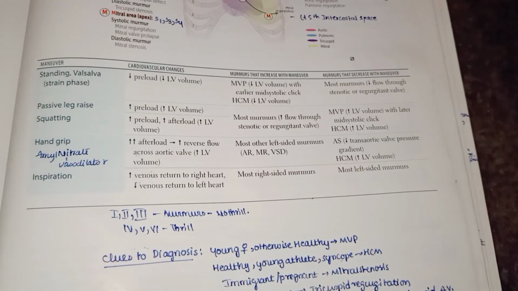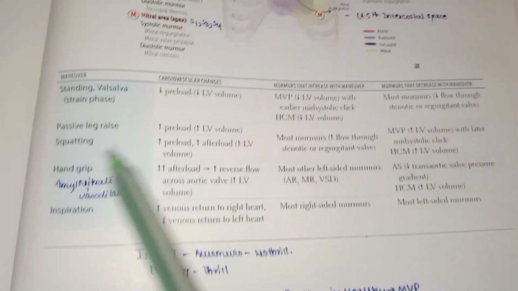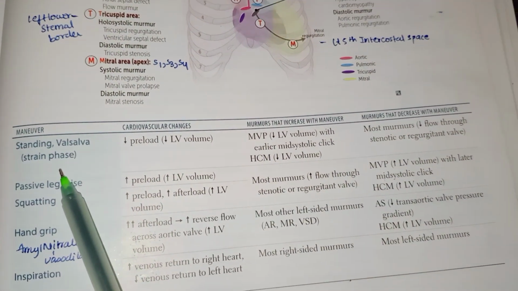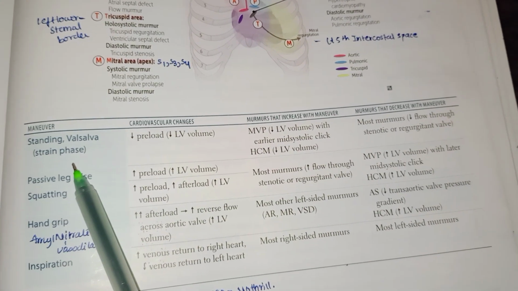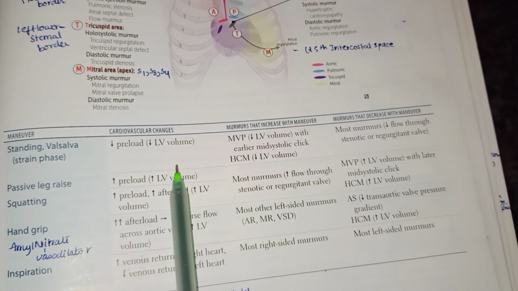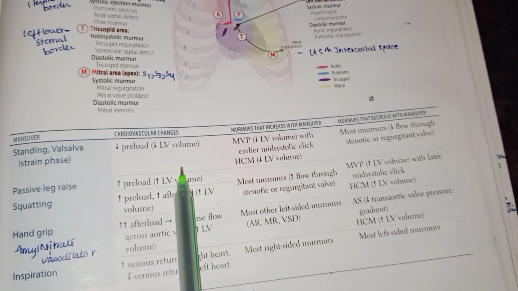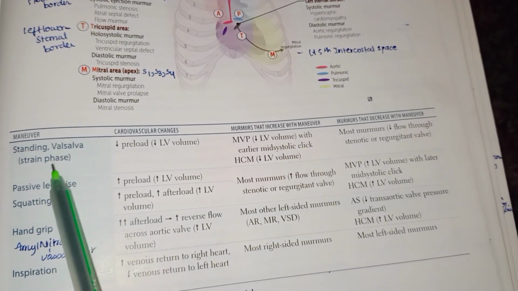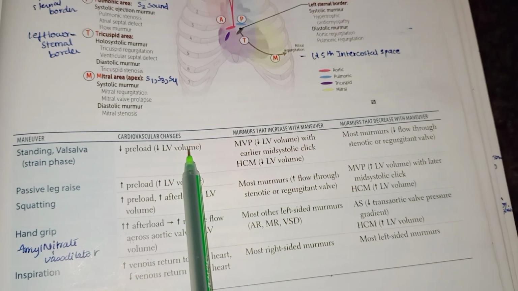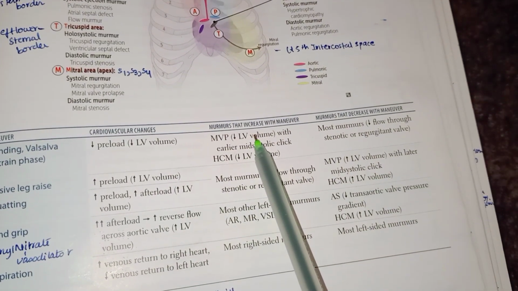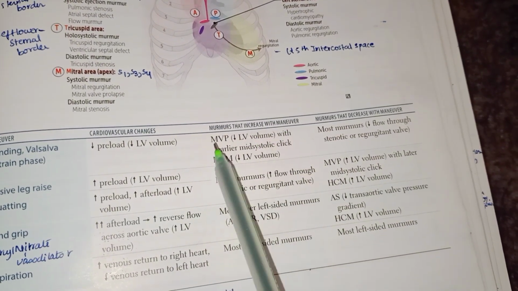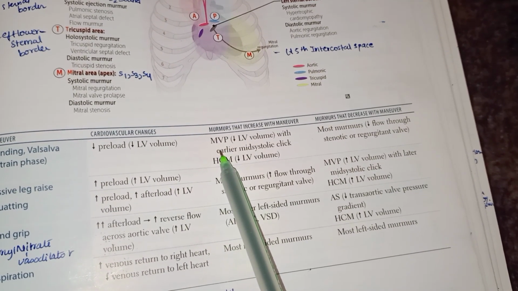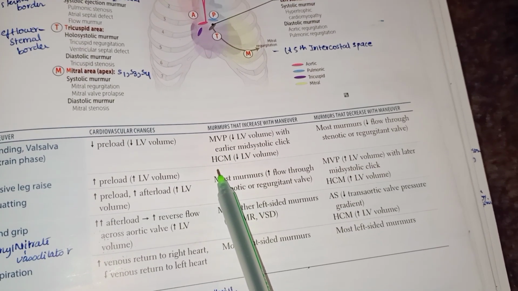So it's time to understand different maneuvers and their cardiovascular changes. So first, standing. If you stand, the preload to the heart decreases, that is, the left ventricular volume is decreasing. Of course, preload decrease means end diastolic volume decreases. So in the Valsalva strain phase and in standing this condition happens. The conditions which increase with this maneuver are mitral valve prolapse and hypertrophic cardiomyopathy.